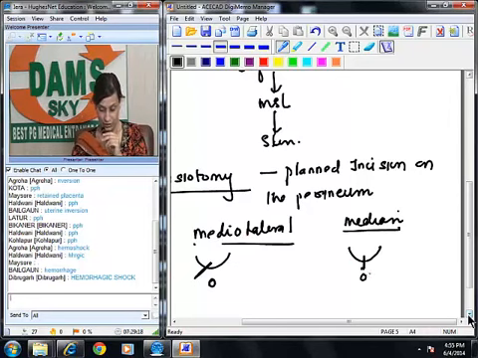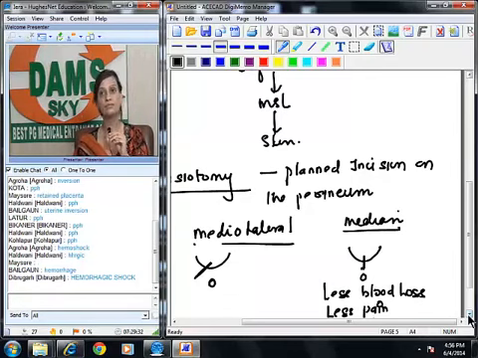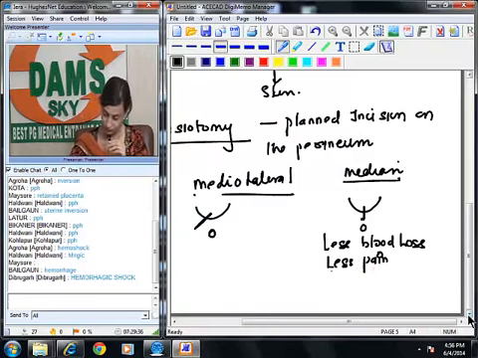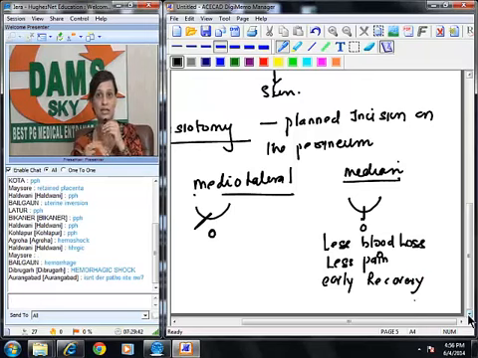Now the median episiotomy has many advantages over mediolateral. What are those advantages? There is less blood loss, less pain, and early recovery.